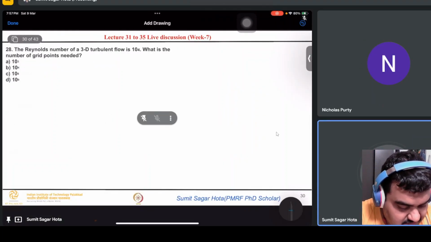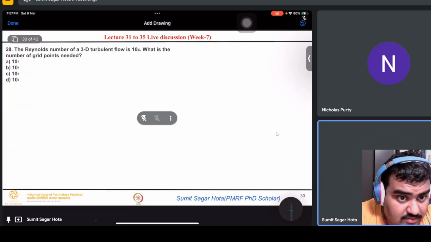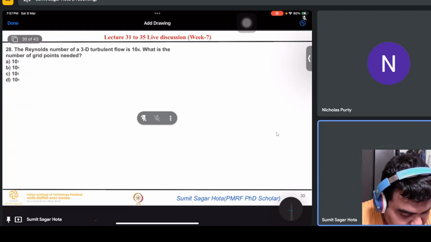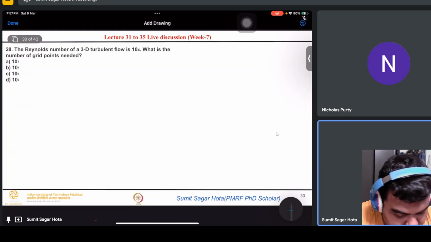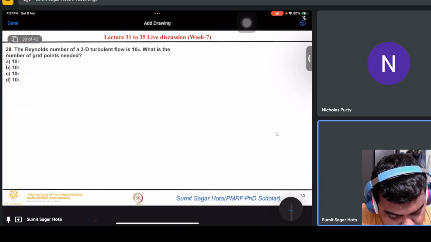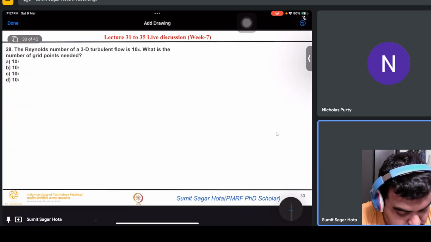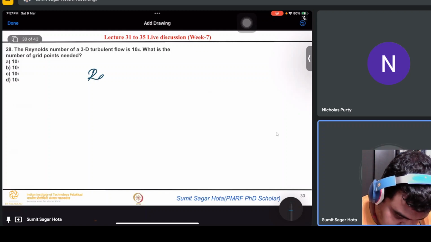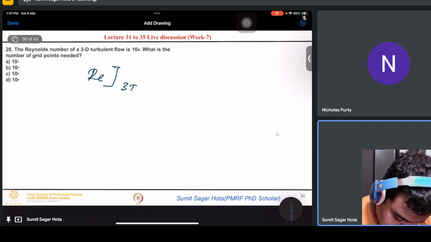The Reynolds number for a 3D turbulent flow is 10 to the power 4. What is the number of grid points? So the number of grid points in 3D is proportional to Reynolds number to the power 9 by 4.